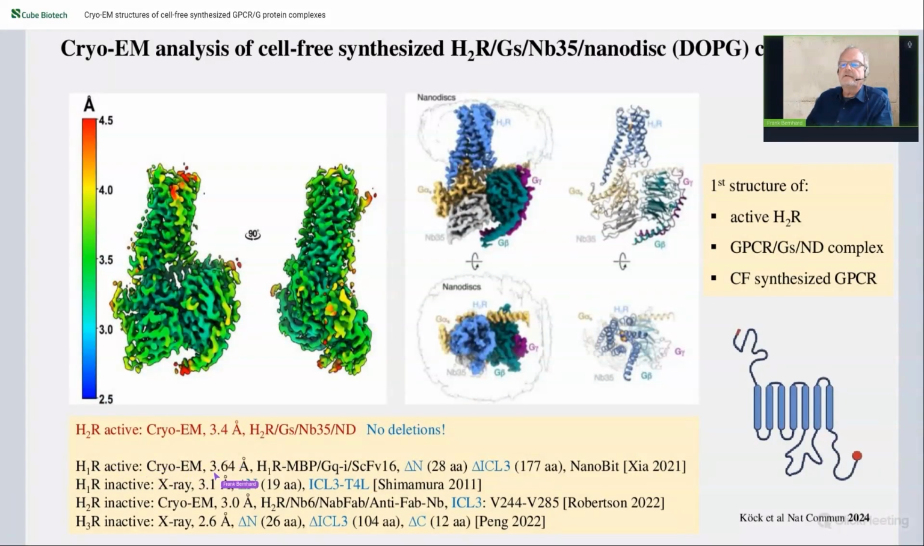There was one cryo-EM structure published before of the histamine 1 receptor complex with Gq protein with a similar resolution. There are some other structures of inactive histamine receptors, and if you see, they all contain some deletions of terminal domains or of internal domains or some insertions. So what we have here is the first structure of a full-length histamine receptor. It was also the first structure of a cell-free synthesized GPCR and the first GPCR-Gs complex in the context of nanodiscs.